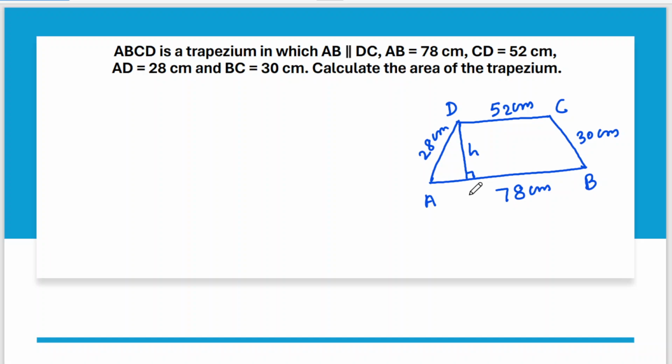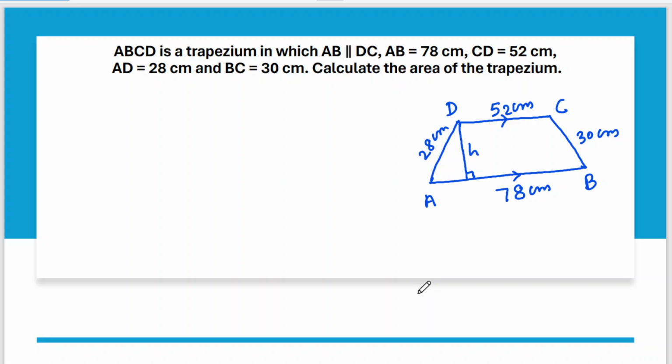And we know to find the area of a trapezium, we need the value of h. Because the formula is half into sum of parallel sides into distance between them, or height. So we have these two sides as parallel. We will add them and multiply with the height, into half. But how are we going to find the height of this trapezium?